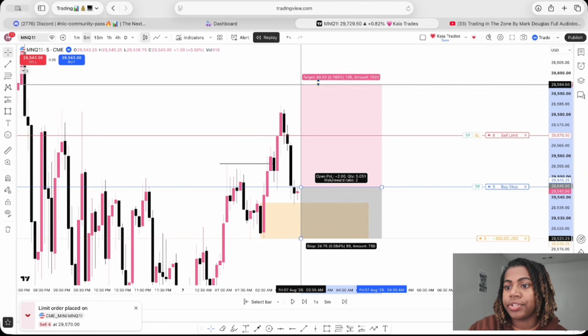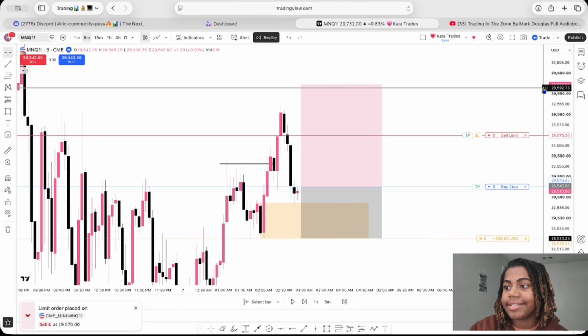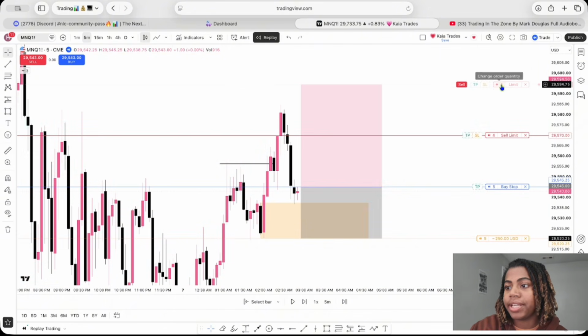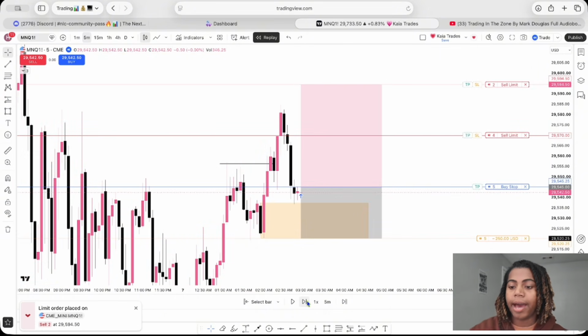And then at my 1-to-2, I'll take off another 2 contracts. Notice this does not equal 5. 2 plus 4 is not 5, but I'm going to do it anyways to show you guys. So let's just see the same thing happen.